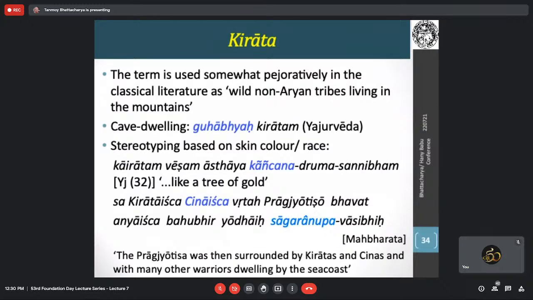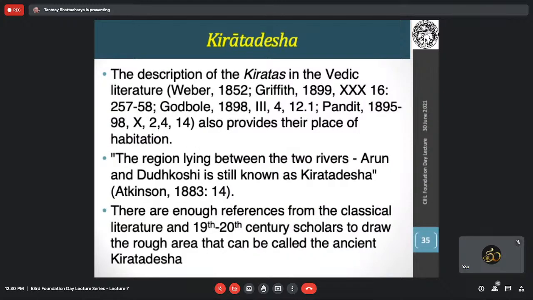I have a different story to tell about the sea coast, but my purpose here in quoting this is to look at the geography. You can see there are lots of quotations, lots of ideas about the description of Kiratas in the Vedic literature. The Vedic literature itself provides an idea that determines the place of their habitation. There's a quotation here: the region lying between the two rivers, Arun and Dudhkoshi in Nepal, is still known as Kirata Desha. This is from Atkinson, 1883.